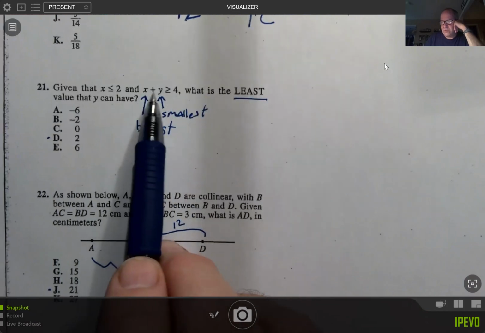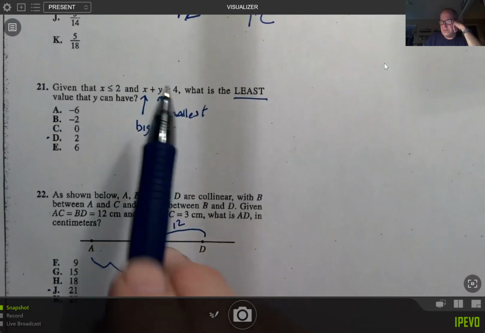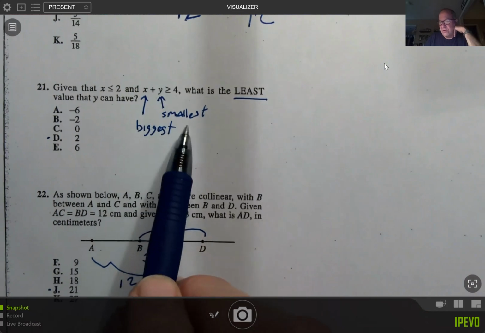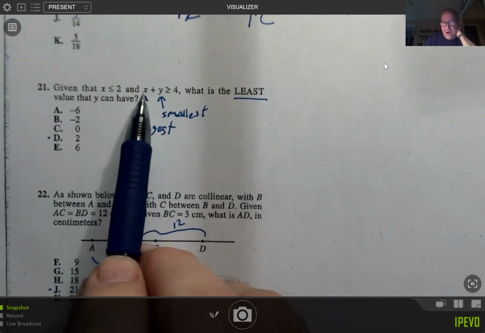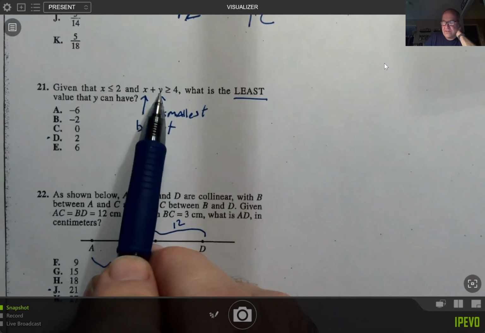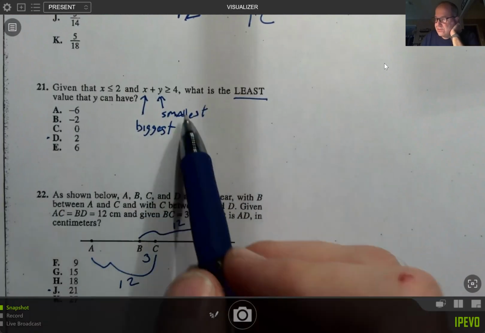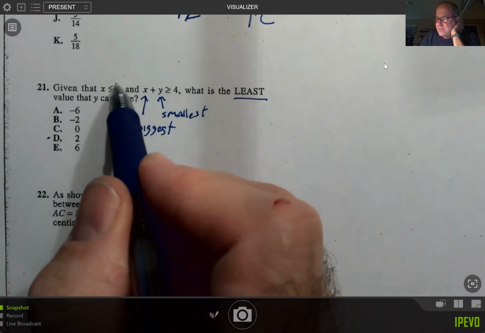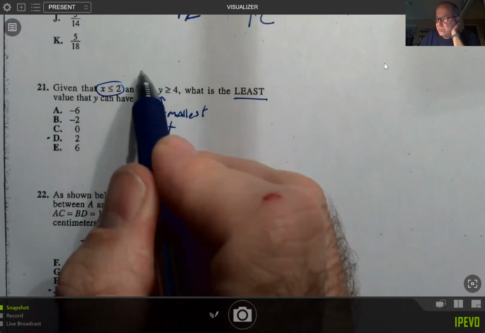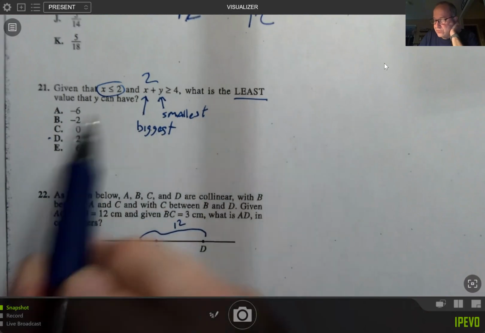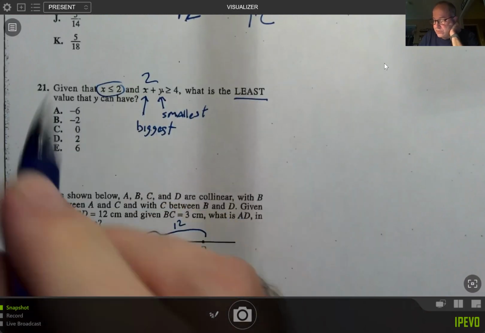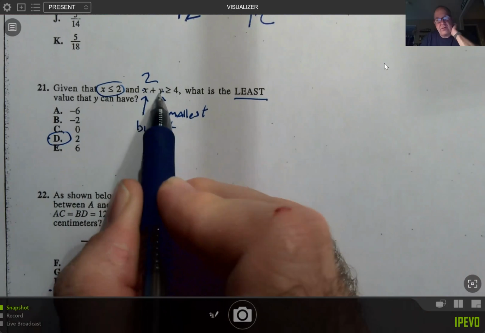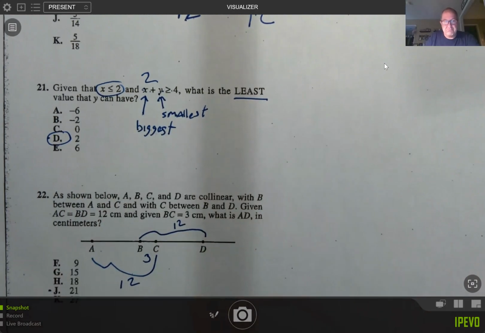Well, if x plus y is greater than or equal to 4 and y is going to be the smallest, every time x gets bigger, y can get smaller, right? Because we're adding these up. So if y is the smallest, that means x must be the biggest it could be. What's the biggest value x could be? 2. Well, if x is 2, I think y has to be 2, right? Because 2 plus 2 is greater than or equal to 4. Quick, done.